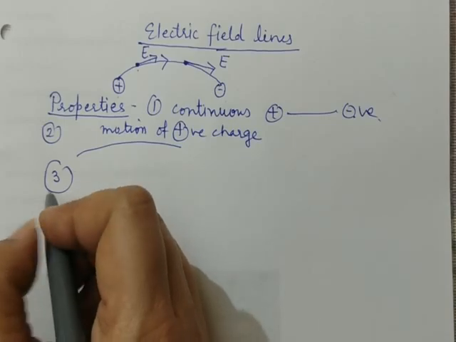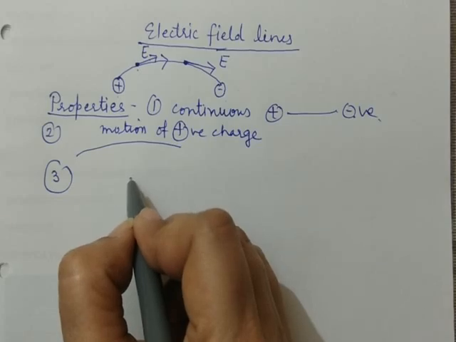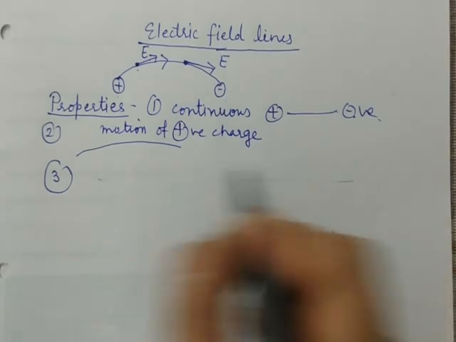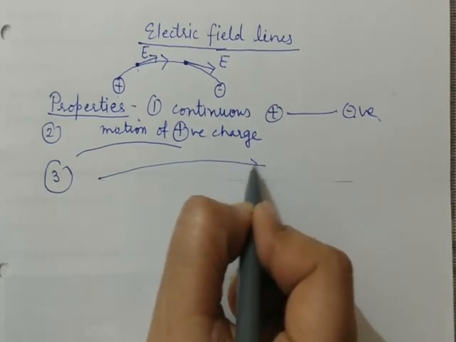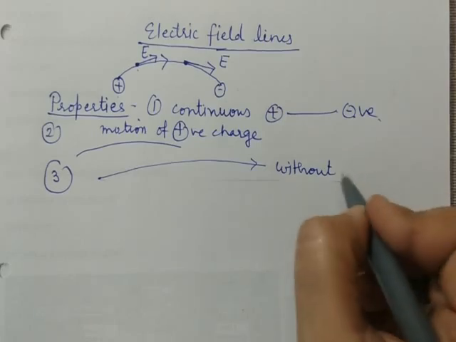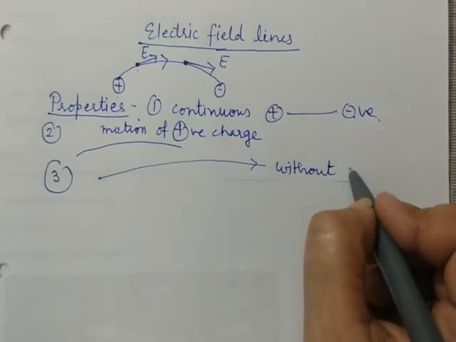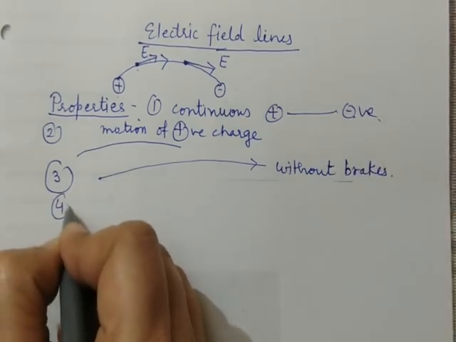Third property is, if there is no charge in a region, suppose in this portion there is no charge, then all the electric field lines will keep moving continuously without break, because a break comes only when any positive or negative charge comes in between. This will move without break.